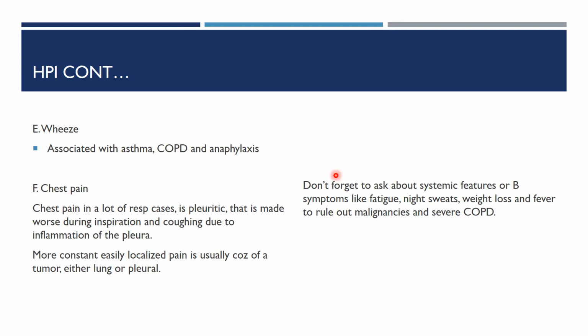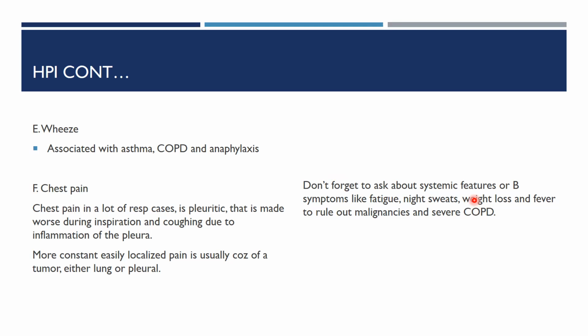Okay, and just to finish up on HPI, don't forget to ask about systemic features or B symptoms. B symptoms are the fatigue, night sweats, weight loss, fever. These can be used to rule out malignancies and severe COPD, and also an aspect of TB. TB can cause B symptoms. A favorite thing we used to say in fourth year: TB can cause everything apart from pregnancy, because any condition, you can almost certainly attribute it to TB. TB can go to all systems, like spine, brain, meningitis, it's there. Lungs, definitely, it's there.